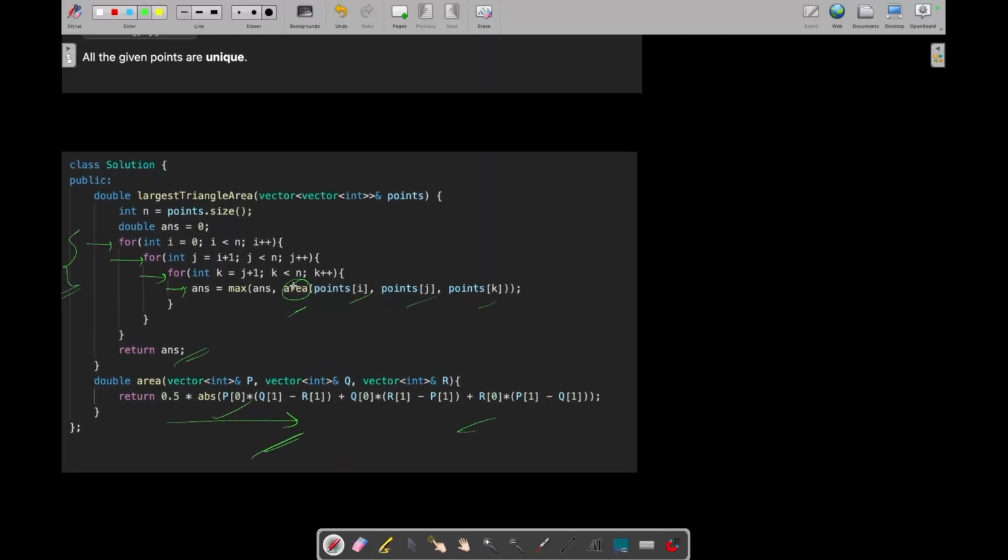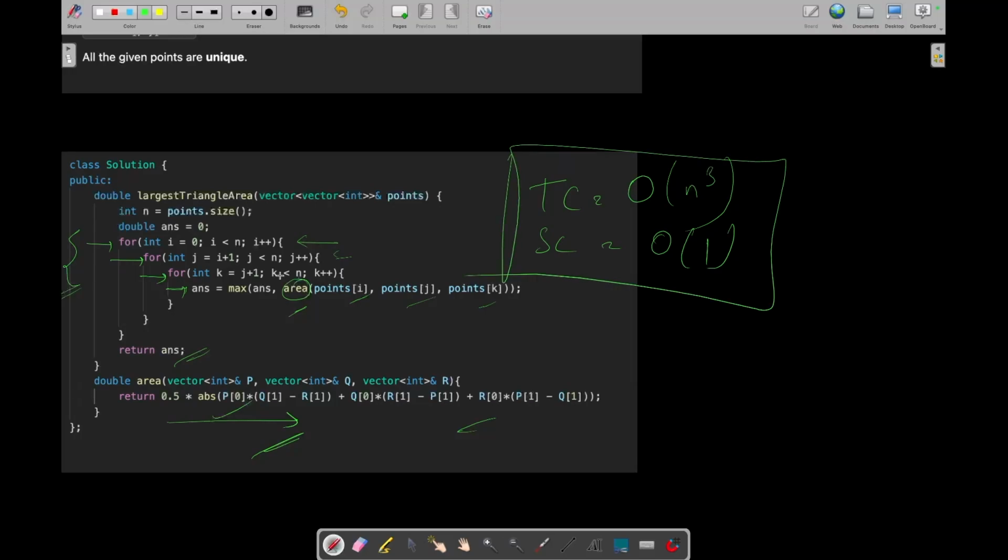Now what will be the time complexity of this question? We are running 3 nested loops, so it will be O(n^3), and we have not used any extra space, so its space complexity will be O(1), right?